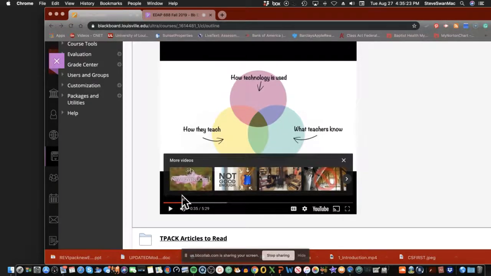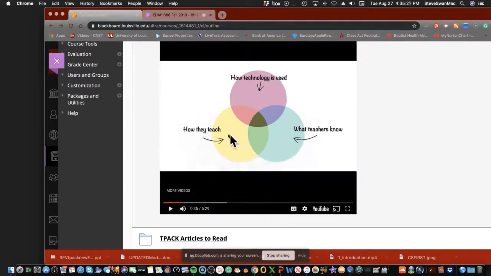I'm going to stop it because I want to make the point here really clearly to you. He was talking about the role where these all intersect is TPACK. So it doesn't mean that you have to be using technology the entire time. What it means is when you use technology, how is it being used to support this and to support that?